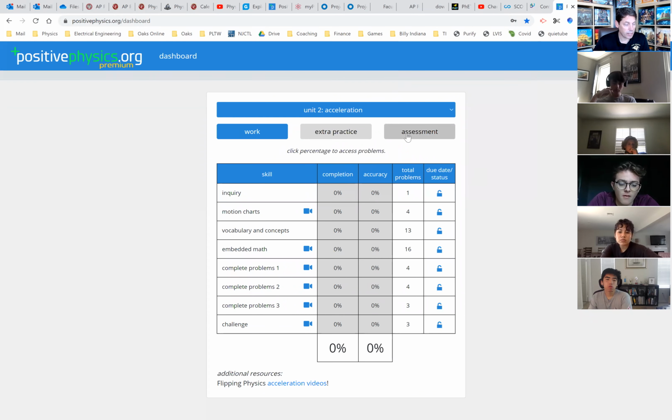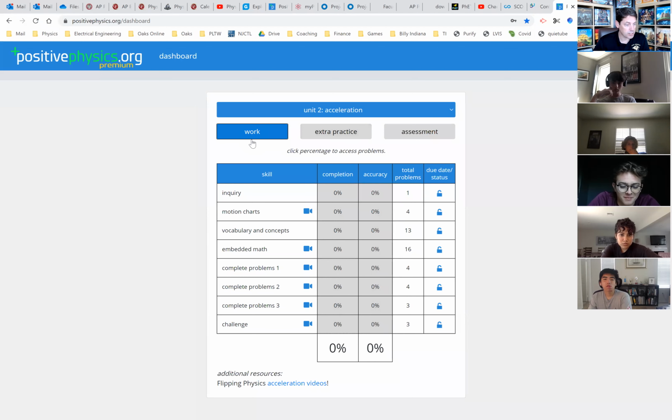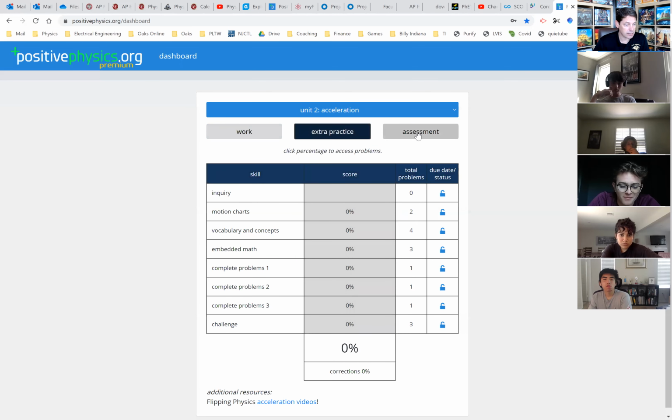So when you go in, I think it'll actually take you to the assessment automatically, but you can see there's the 3 tabs here. If you're on the work tab, all the headings are blue. If you're on the extra practice, it's darker blue. And if you're on the assessment, it's black.